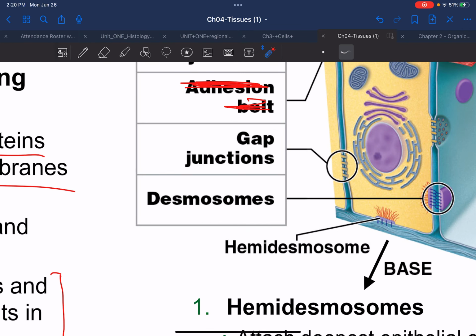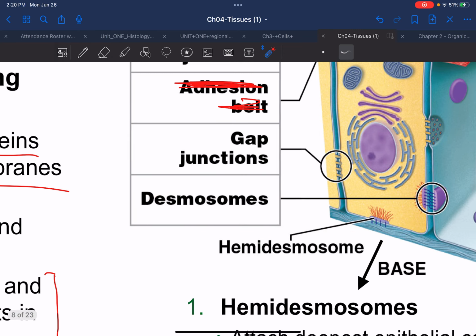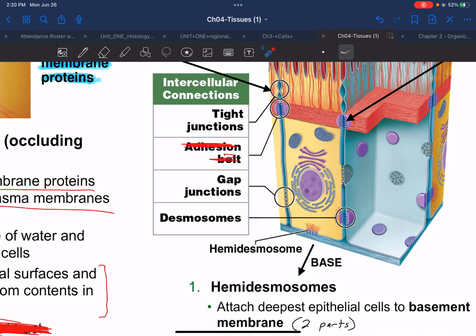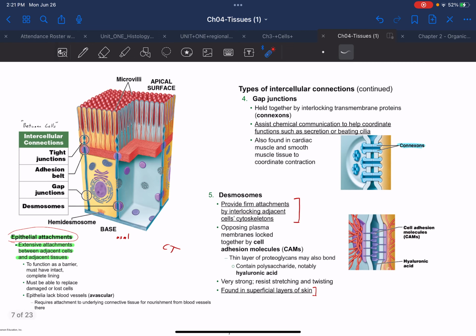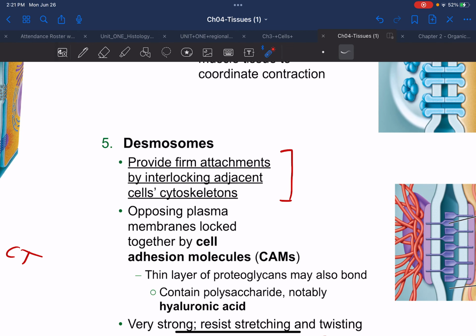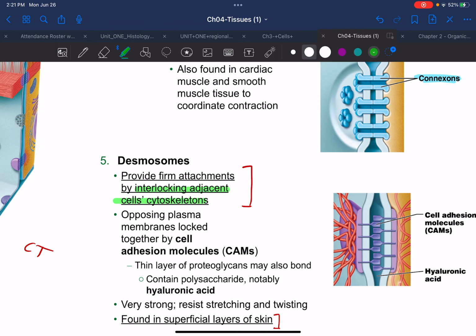Desmosomes sound very similar. Hemidesmosomes, desmosomes, and that's because they do the exact same thing, but they're not on the basal side, they're on the lateral sides. And so they're usually characterized as like buttons, because they make the different parts of the shirt just anchor together. And so desmosomes are firm interlocking proteins, and they are proteins on the plasma membrane.